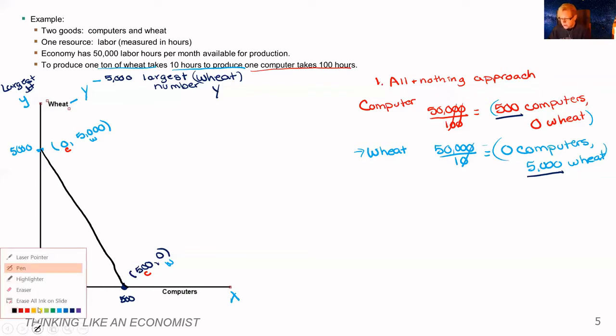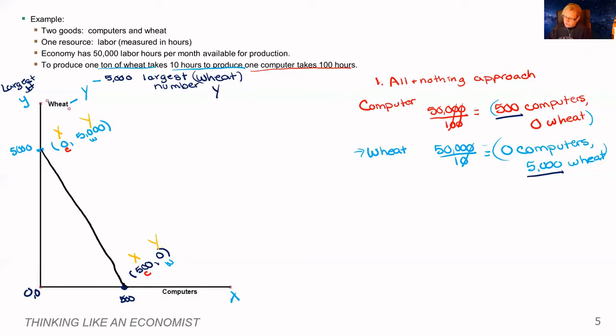So let me pick something. Hopefully this will be easy to see. I'm going to put an X here, because the computers represent my X. And I'm going to put a Y for my wheat. And now I'm going to put 1s down here, 2s up here. It doesn't matter which you put where.